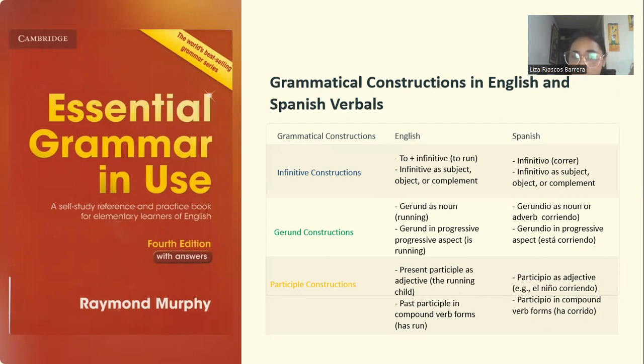In participle construction, in English, present participle as adjective, the running child. Past participle in compound verbs, as in "has run." In Spanish, participio as adjective, el niño corriendo. Participio in compound verbs, as in "ha corrido."